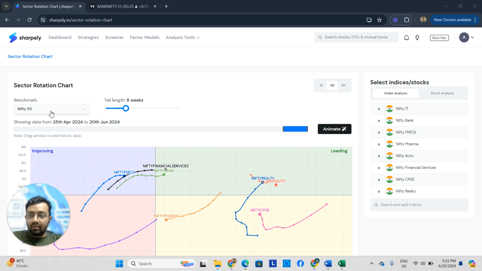Then we have the benchmark. So Nifty 50 is the benchmark because we are comparing the sectors. And in sectoral indices, the stocks are mostly the large cap stocks. So that's why Nifty 50 is the right benchmark here.